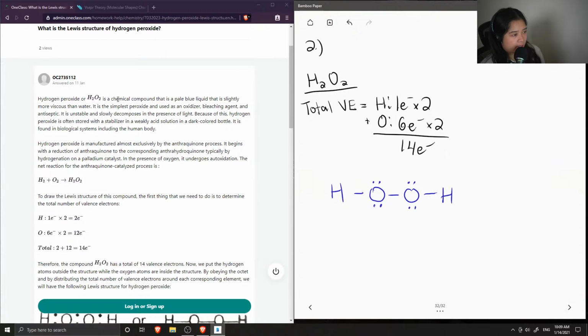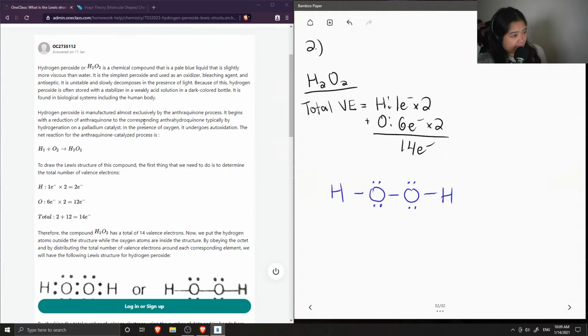Hydrogen peroxide is a chemical compound that is a pale blue liquid, slightly more viscous than water. It is the simplest peroxide and used as an oxidizer, bleaching agent, and antiseptic. It is unstable and slowly decomposes in the presence of light. So this is also why when you have a solution of hydrogen peroxide that you could buy at like a pharmacy, it's in a dark bottle. And this is exactly why, because it can slowly decompose in the presence of light.